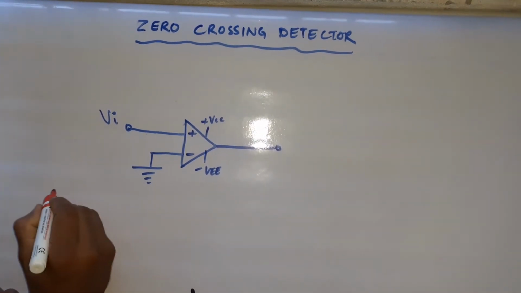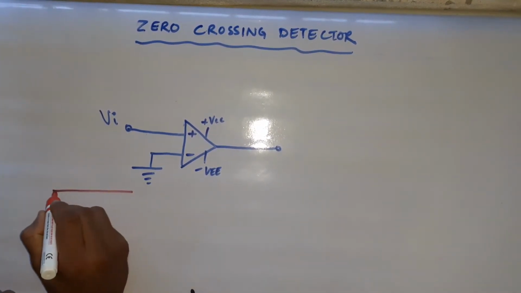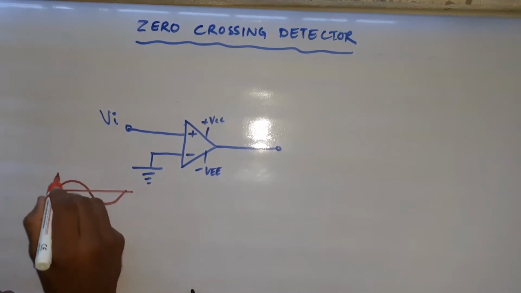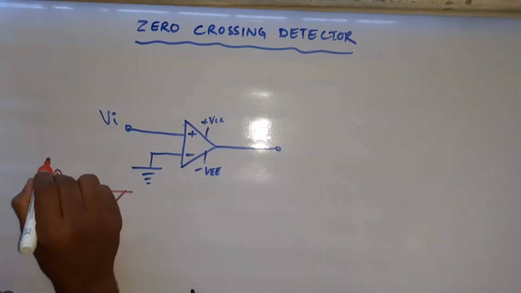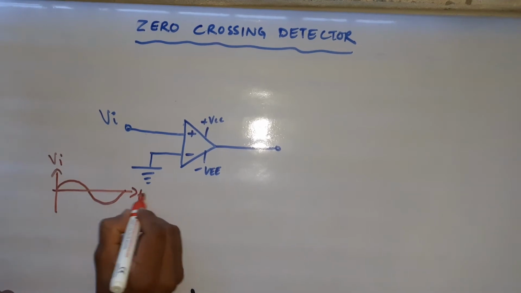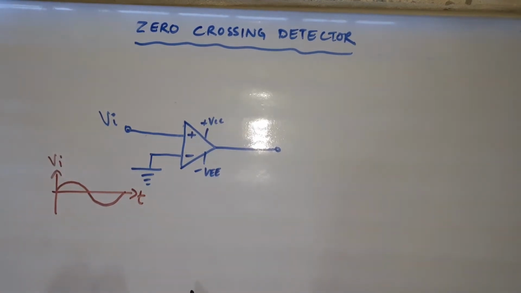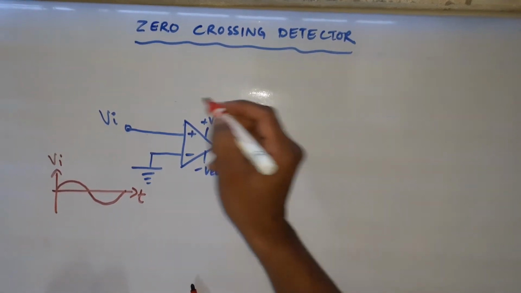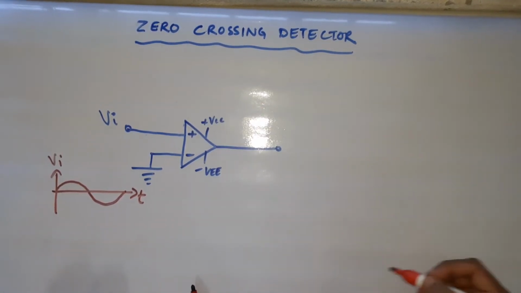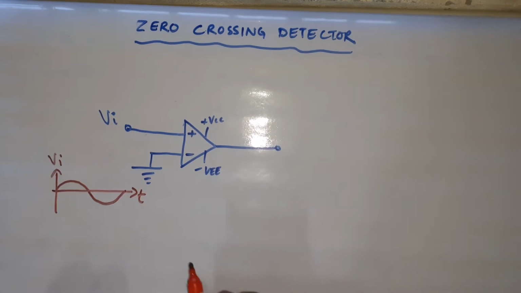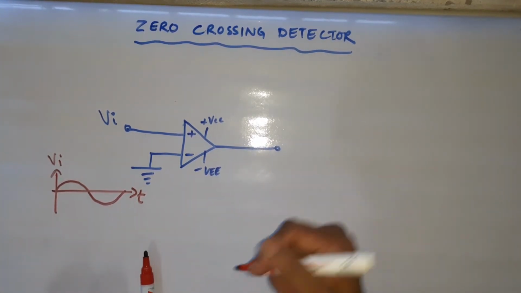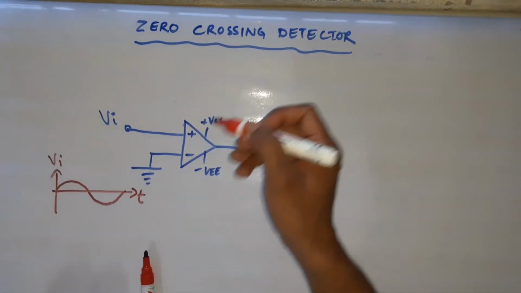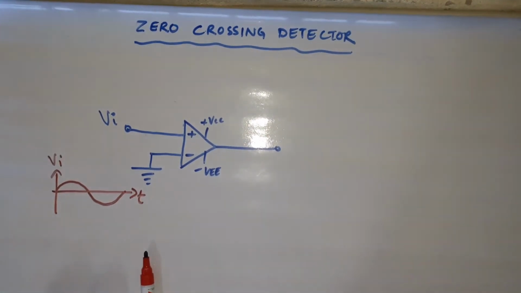Suppose this is your input. Now, how will be your output? If you see the circuit, there is no feedback connected, right? No resistor in the feedback. So we can say this op-amp is working in an open loop condition, right?